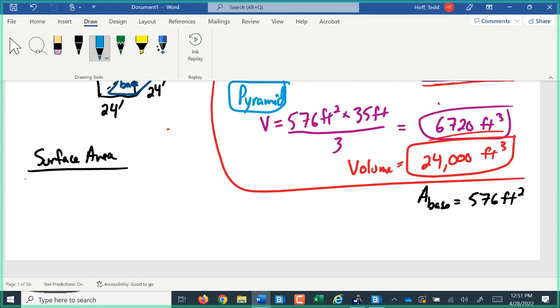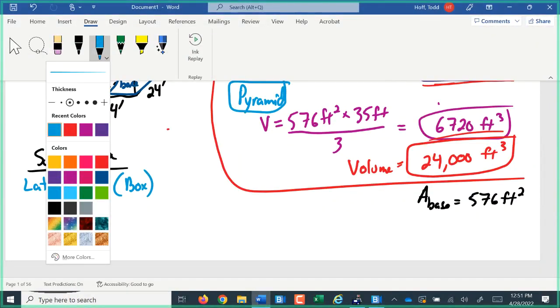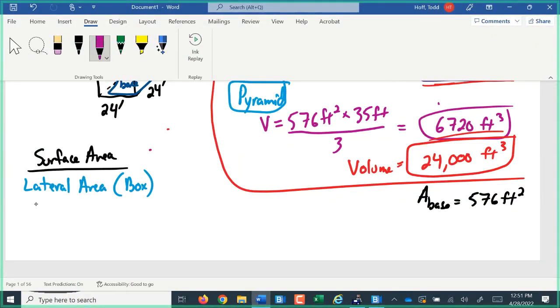Next, I need lateral area for the box. What do I need to find for lateral area? Perimeter of the base. And here that base is 24 by 24. 24 plus 24 plus 24 plus 24. It's 96 feet.